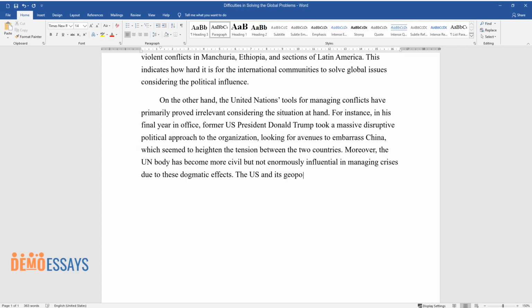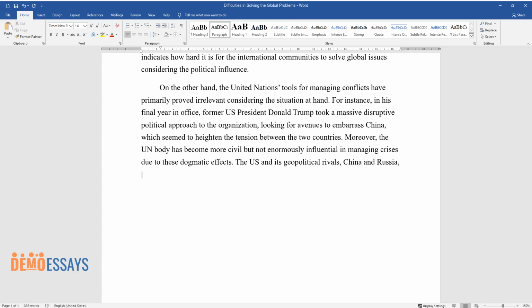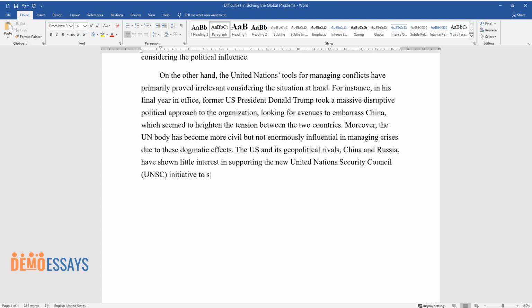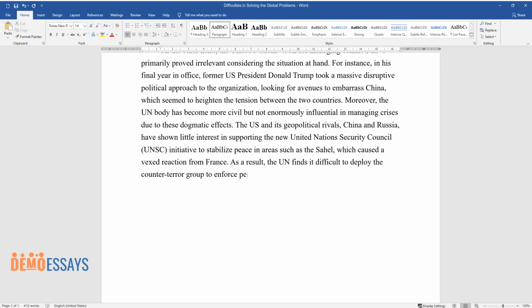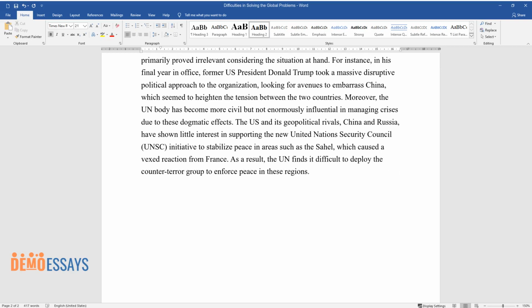The U.S. and its geopolitical rivals, China and Russia, have shown little interest in supporting the new United Nations Security Council (UNSC) initiative to stabilize peace in areas such as the Sahel, which caused a vexed reaction from France. As a result, the UN finds it difficult to deploy the counter-terror group to enforce peace in these regions.